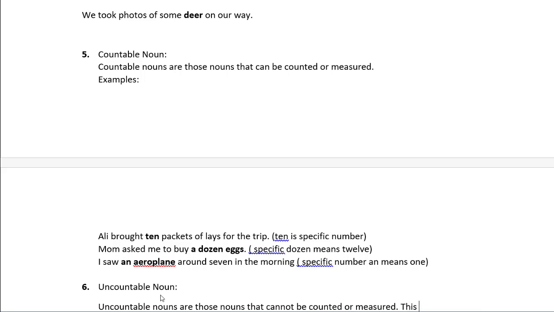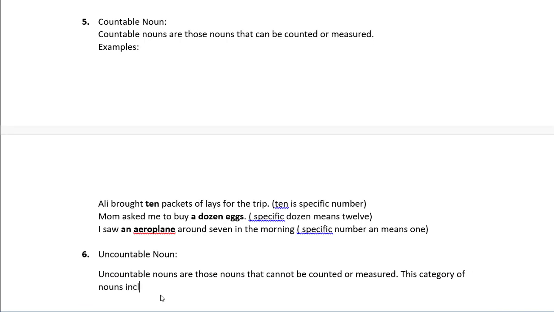We can say this category of nouns includes both concrete and abstract nouns. Don't worry, these are other types of noun. Concrete nouns are those which can be handled or touched. We can touch them. But abstract nouns are unable to be touched or felt.